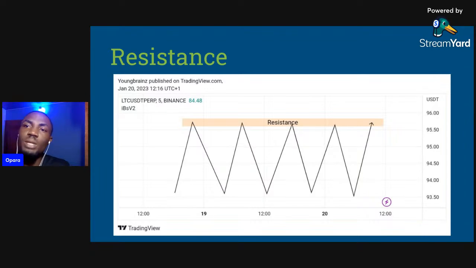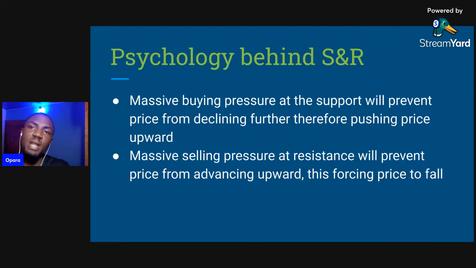So let us progress. The psychology behind support and resistance: the massive buying pressure at the support will prevent price from declining further, therefore pushing price upward. I'm going to be explaining the concept of demand and supply. What actually pushes the price of a cryptocurrency asset to move up or down is the forces of buying or selling pressure. That's just it. So at that support, there's what we call buying pressure.